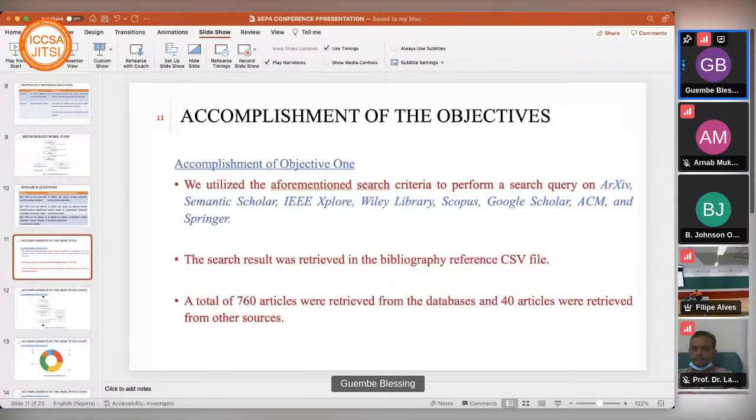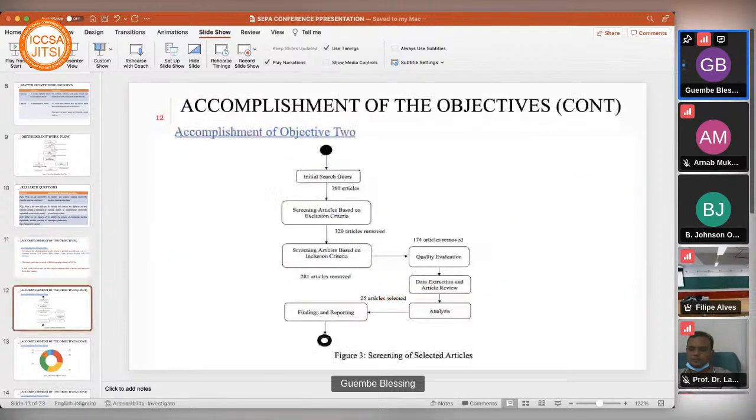So, to accomplish Objective 1, we utilize the search string as earlier mentioned. Then we apply the search string to scientific databases such as Semantic Scholar, IEEE Xplore, Wiley Library, Scopus, Google Scholar, ACM, and so on. The search result was retrieved in a bibliographical reference CSV file. Then a total of 760 articles were retrieved from the databases and 40 articles were retrieved from other sources.